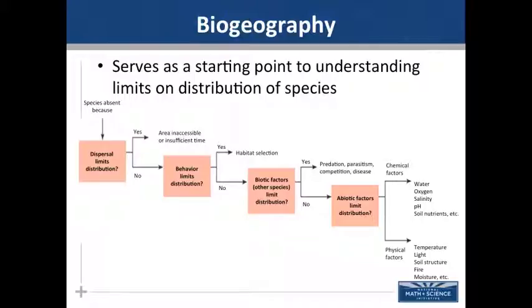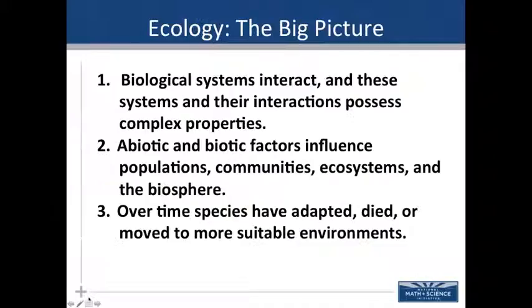And if the answer to biotic factors limiting distribution is no, then we would go down to abiotic factors and look at the chemical factors, which include water, oxygen, salinity, pH, and soil nutrients. So you're looking at the nitrogen cycle, the carbon cycle, and then physical factors. How much light are they getting? What temperature do they get? Do they have routine catastrophic events? Moisture, anything like that.